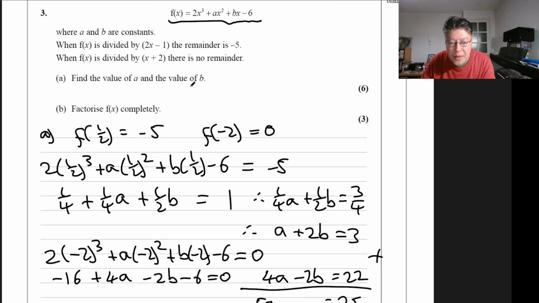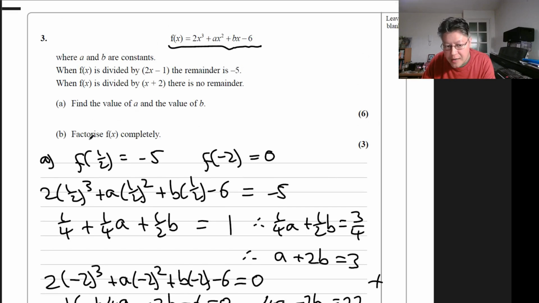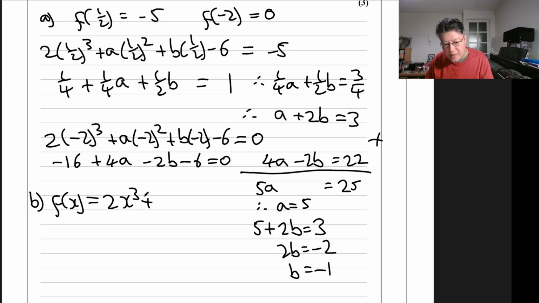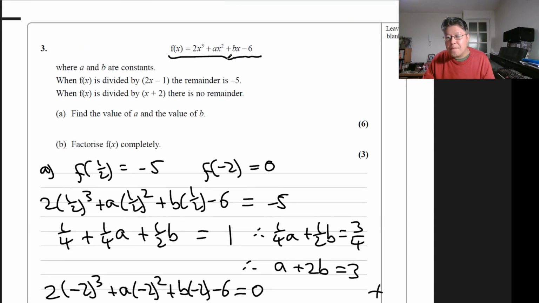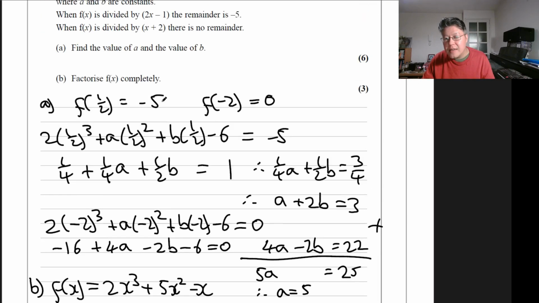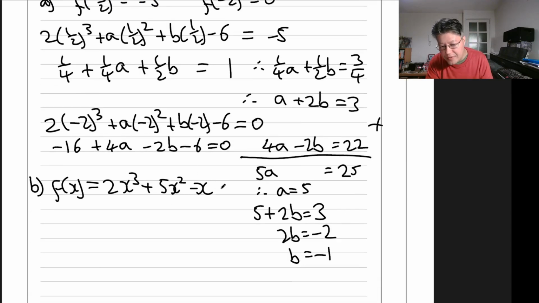So that's part A. Part B is that once we know a and b, we can now factorize this completely. So let's rewrite f of x now that we know what a and b are. So part B. f of x equals 2x cubed, plus, now a was 5, so that should be 5x squared. And then b is minus 1, so that's minus x and minus 6. So this is what f is.